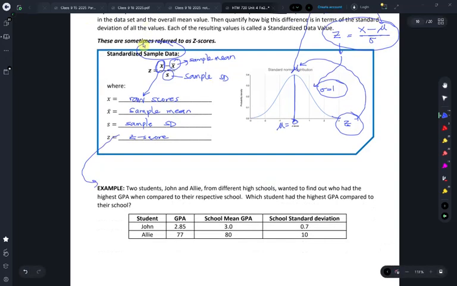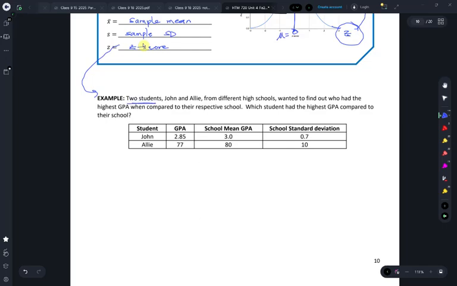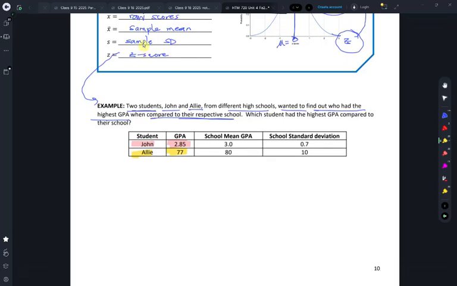Let's take an example of how z-scores can be used in a practical scenario. Two students, John and Ali, from different high schools, wanted to find out who had the highest GPA when compared to their relative school. You might notice immediately that John has a GPA of 2.85 and Ali has a GPA of 77. That tells us something. These two GPAs are not measured on the same scale. So how can we compare each of these students to each other just within the context of how each of them is doing in their relative schools?